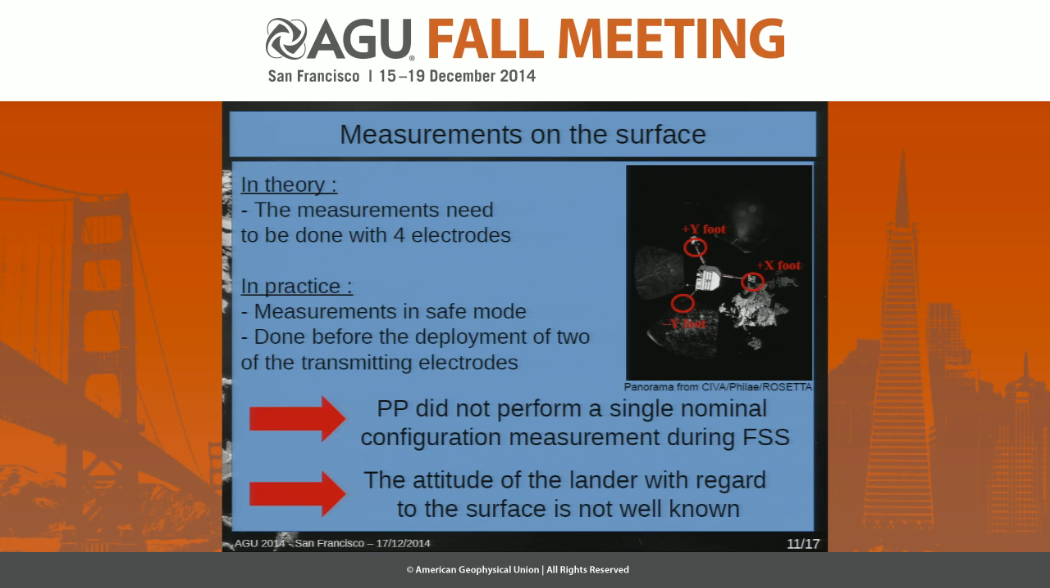PP did not perform a single nominal measure during the first science sequence, and also for our simulations, the attitude of the lander towards the ground needs to be very well known, and sadly, for the moment, we don't really know this.